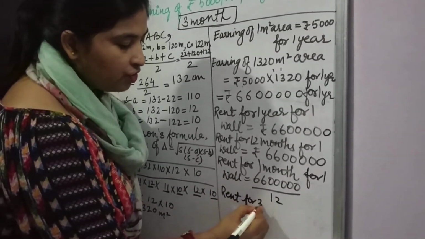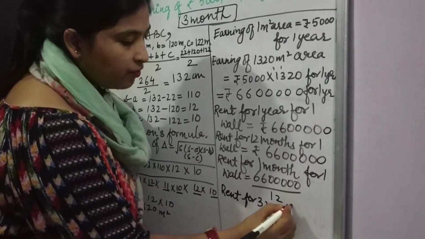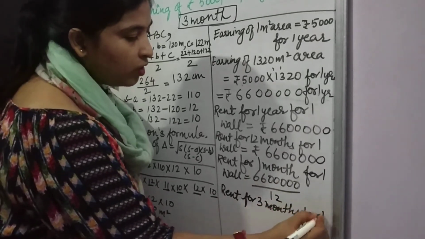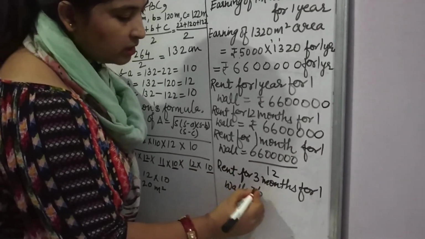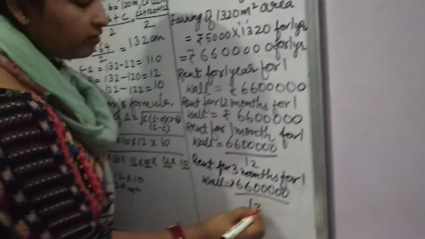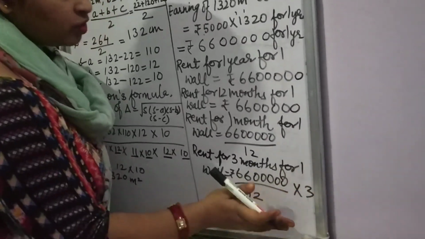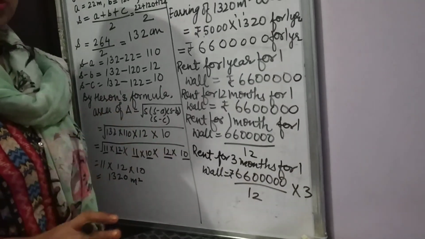Rent for 3 months for one wall will be 66, 1, 2, 3, 4, 5 zeros, divided by 12 into 3. The solution of this you will do yourself. I will not do it. Okay, students.